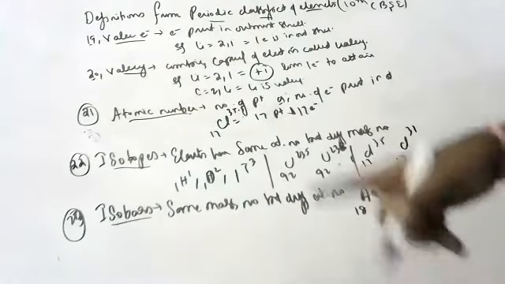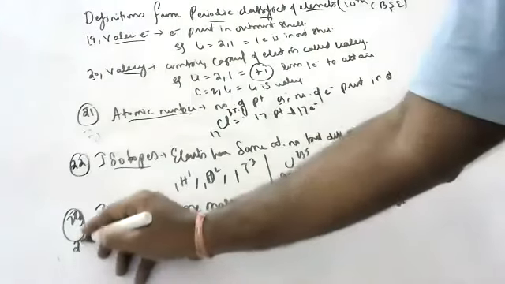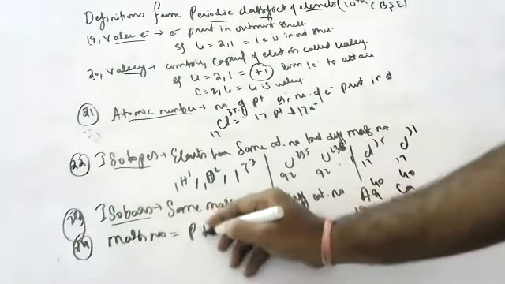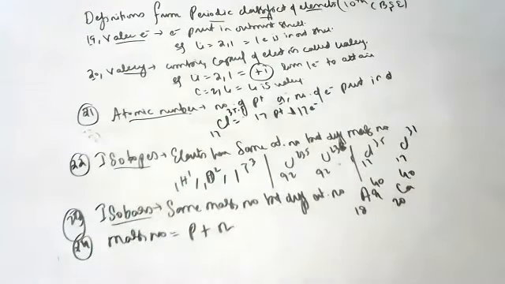Now, mass number I am saying from that time. Can anyone define what is mass number? The sum of protons and neutrons is called mass number.